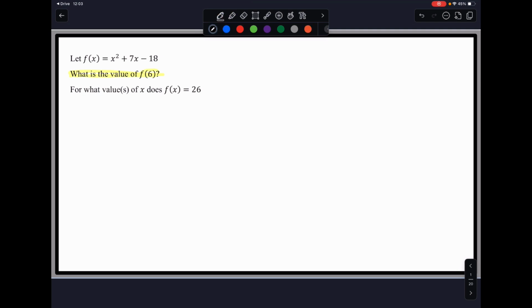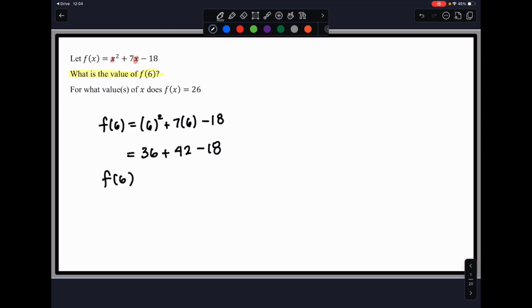That simply requires a very simple substitution. So f of 6 will equal replacing these x values in red with the value of 6. So we have 6 to the second power plus 7 times 6 minus 18. So this is going to end up equaling 36. 6 to the second power is 36. 7 times 6, that's a total of 42, and then minus 18.